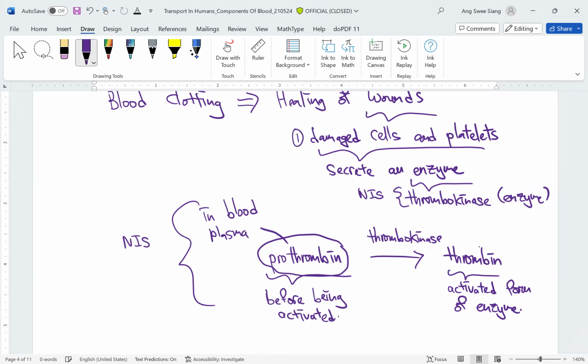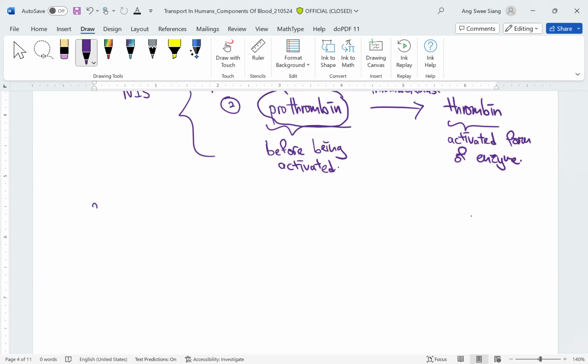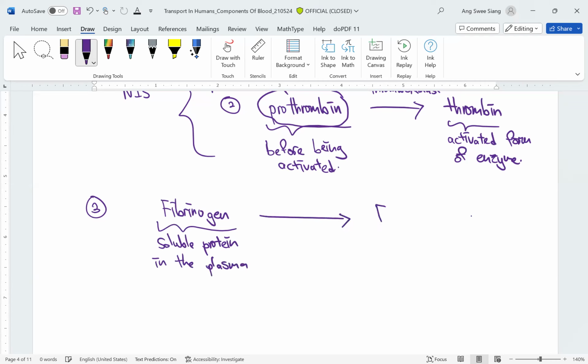So this is step number 1, this is step number 2. Now, step number 3. This one is in your syllabus. The fibrinogen, a soluble protein in the plasma, will be converted into fibrin. Usually we add the word threads behind. Fibrin is an insoluble protein.